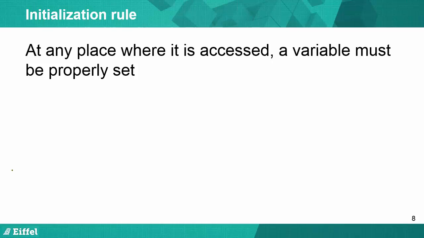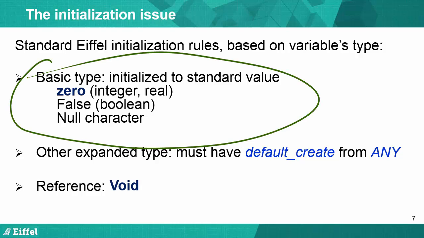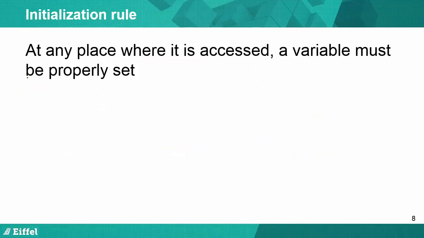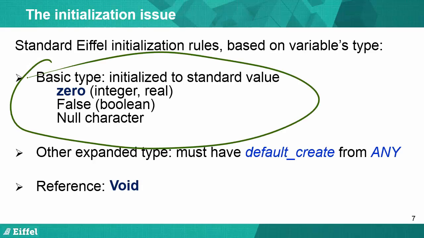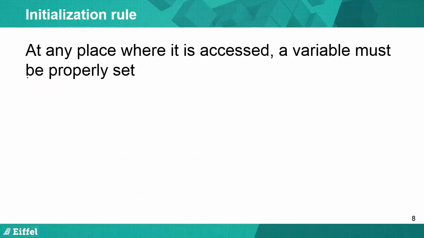And the something is that at any place where it is accessed, a variable must be properly set. What does it mean to be properly set? Well, it means that it has been initialized. So either it's of one of those types for which there's a default initialization, in which case we don't have a problem, or if it's a reference, it must have been explicitly set. In particular, if it's an attached reference, it must have been properly set. And of course, because of the rules on assignment that we saw a moment ago, this means it must have been given a value that is not void.